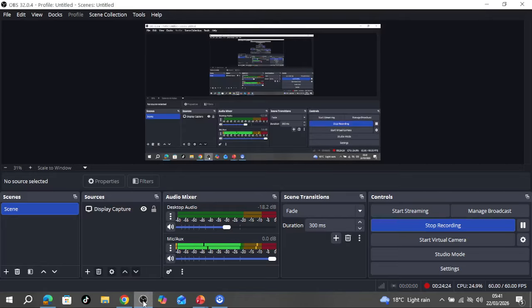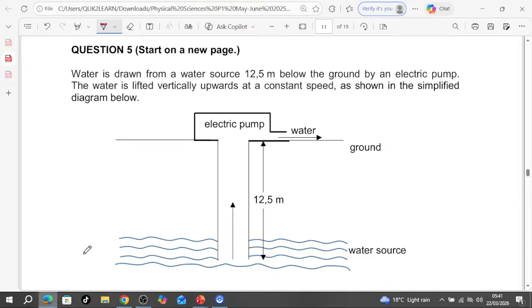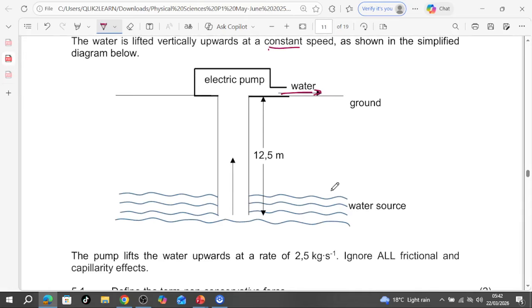Okay, so they say it is drawn below and the water is 12.5 meters down. Now the water is lifted vertically upward at a constant speed, as shown in the simplified diagram below. So the water will move up and then go in that direction on the ground, and this is our electric pump that we are using to take the water down.